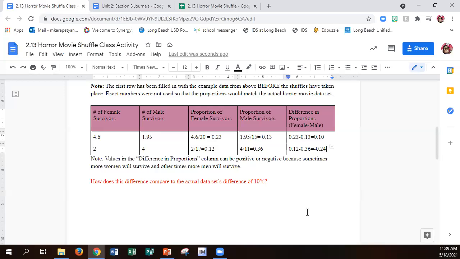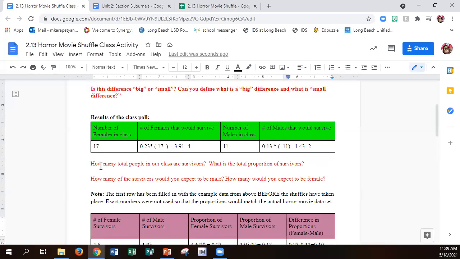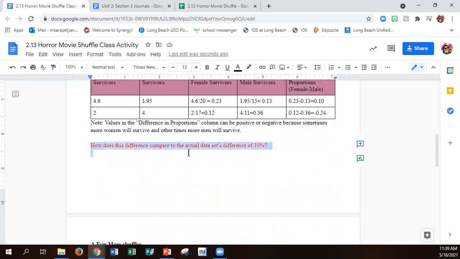I'll give you guys a few minutes. I want you to answer these questions here. I kind of skipped over them. How many people total in your class are survivors? What is the total proportion of survivors? How many survivors would you expect to be male or female? And then answer this: how does the difference, this negative 0.24, compare to the actual data set's difference, that 10% that we had? I'll give you about 3 minutes to answer those 3 questions, and then we'll continue on with our shuffling.